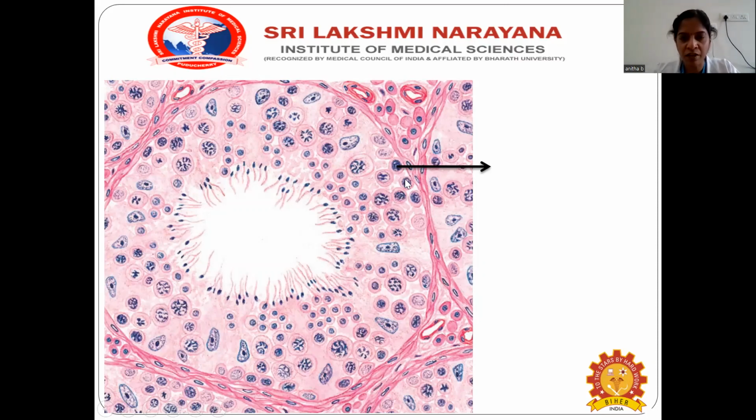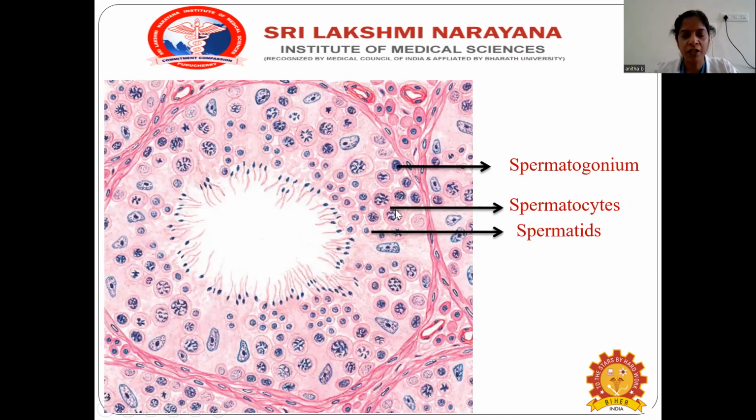So from the basal layer, which cell will be there? Can you answer this? They are the spermatogonium. What is the next cell? This is the spermatocytes, mostly primary spermatocytes. Then you can see this is the spermatids. Then this is the spermatozoa. So these are the spermatogenic cells you can see.